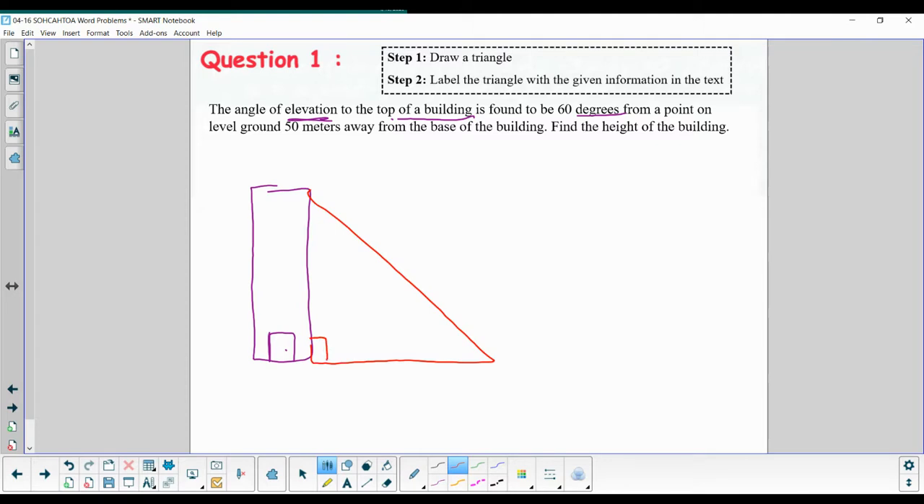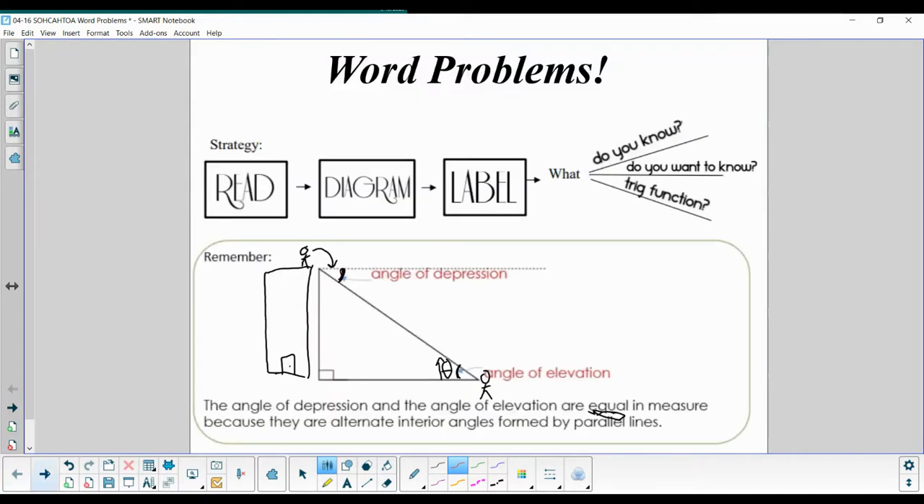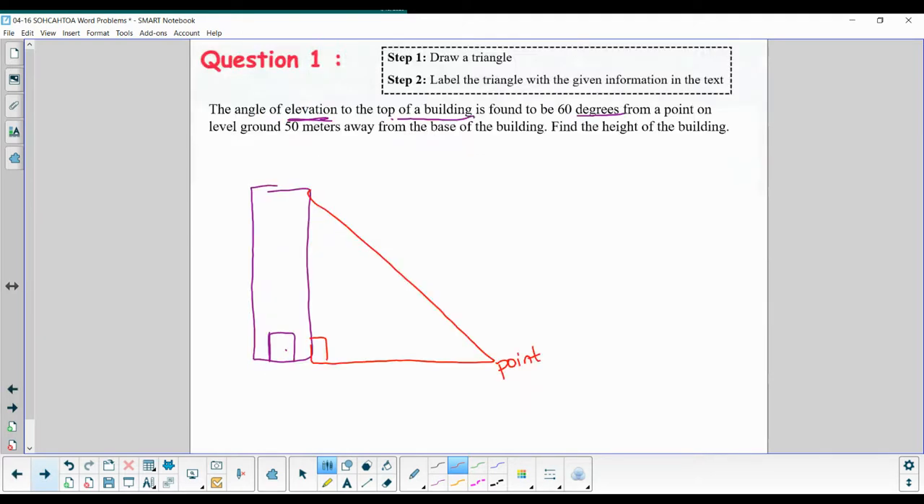And it says from the building to a point on the ground. So we don't really know what this is. This is just my point on the ground. It says the angle of elevation is found to be 60 degrees. So if we think back to this slide here, our elevation is this bottom angle right here. So that's where I'm going to put my 60 degrees. And then it says on the level ground, 50 meters away from the base of the building. So if this is my tall building, this is the top of my building, that means that this is the base of my building. And so 50 meters away is this bottom part here.